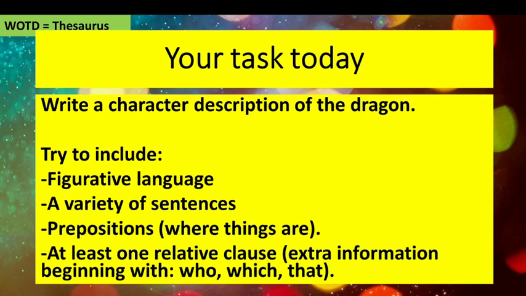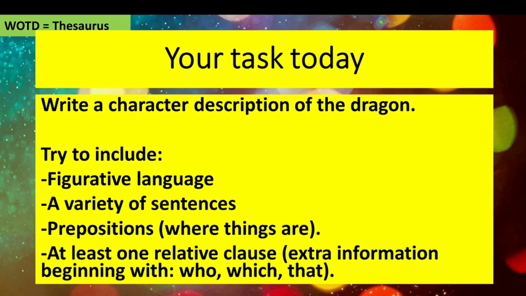So your task today is to write a character description of the dragon that you saw in that first picture. If you'd like to look at some other pictures of dragons and describe them, that's absolutely fine. And you need to aim to try and include figurative language, so things like similes, metaphors, personification, and alliteration. A variety of sentences, so can you use those relative clauses? Can you use those short sentences that we have been talking about? Can you use your dashes to emphasize something? Can you use brackets to add extra information?